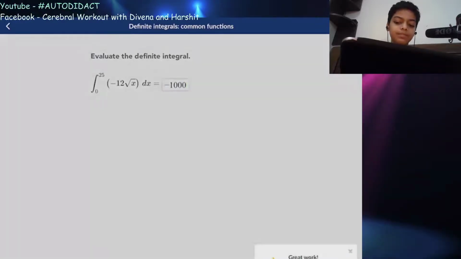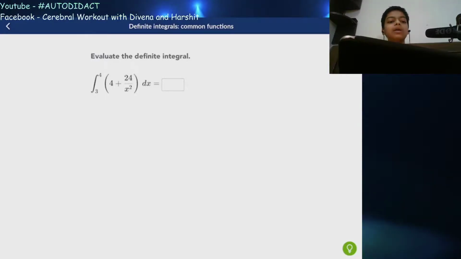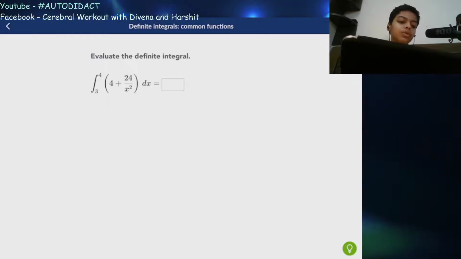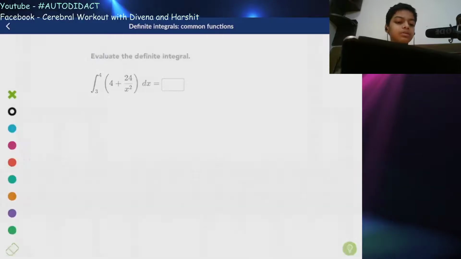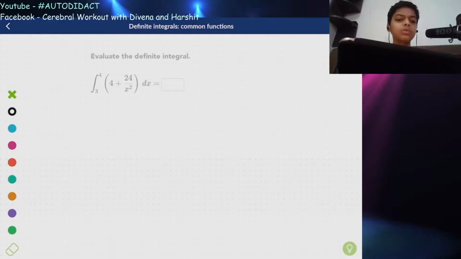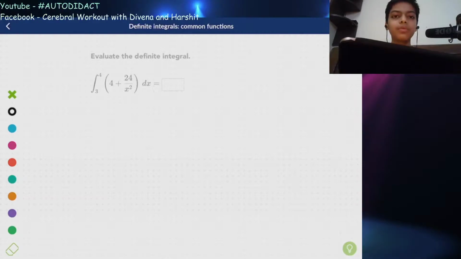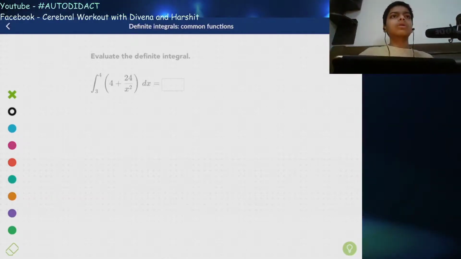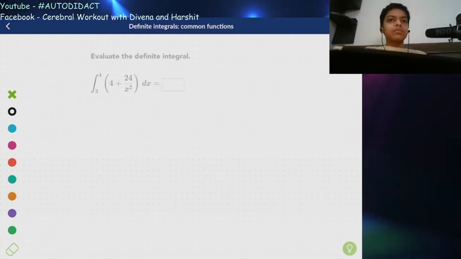Okay, so let's check. Correct. Evaluate the definite integral. The integral from 3 to 4 of 4 plus 24 over x squared dx. Okay, so we want to find the integral of this. We did 3 correct, so this one is the last one left.